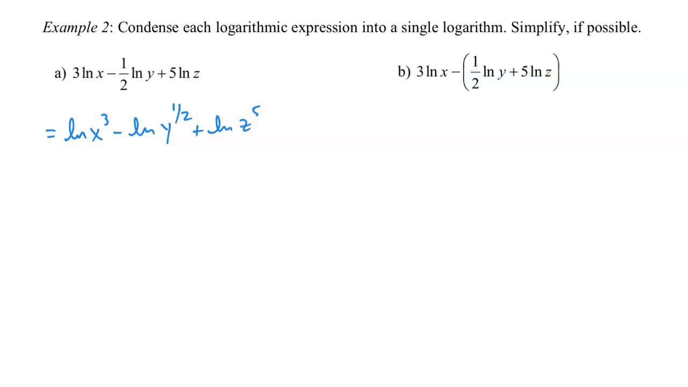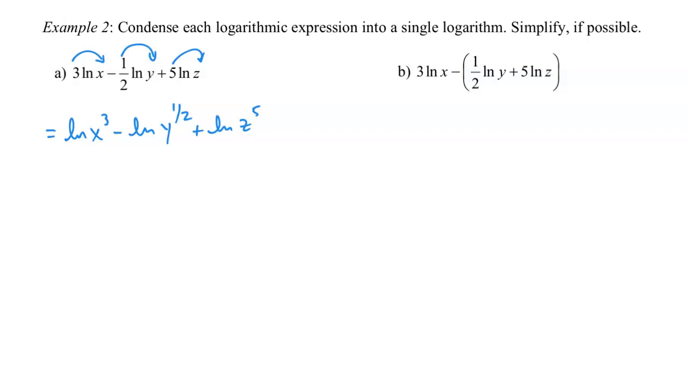Just using the power rule to move all of these coefficients that are in front of the logarithm up to be the exponent on the argument. Now, from there, you're going to use the product and the quotient rule, and you can do this one step at a time if you want to, but it's probably easier just to use the following rule of thumb, if you will, for doing this.